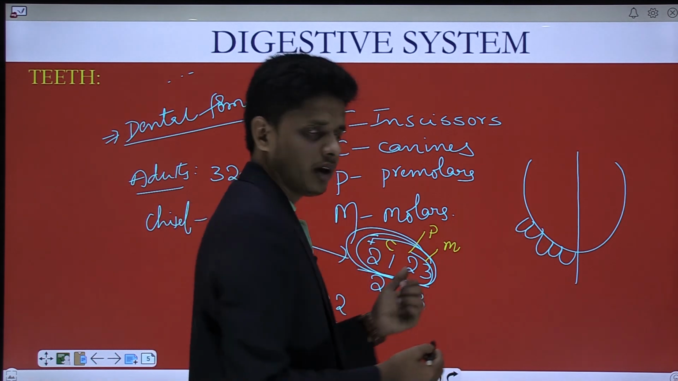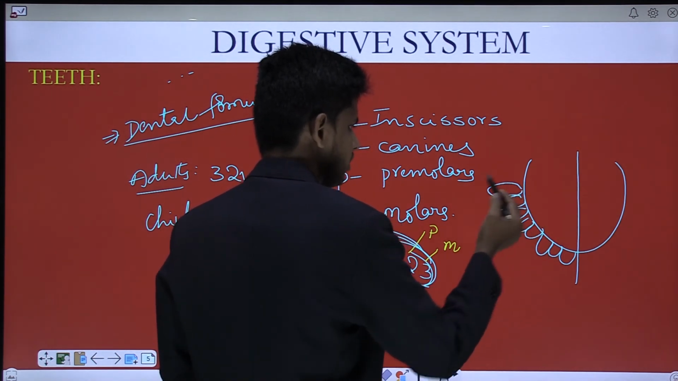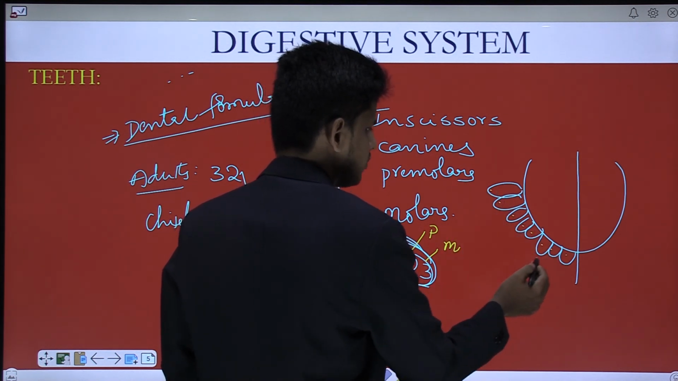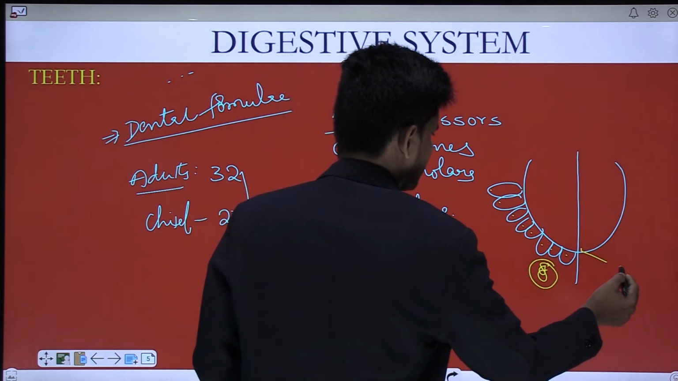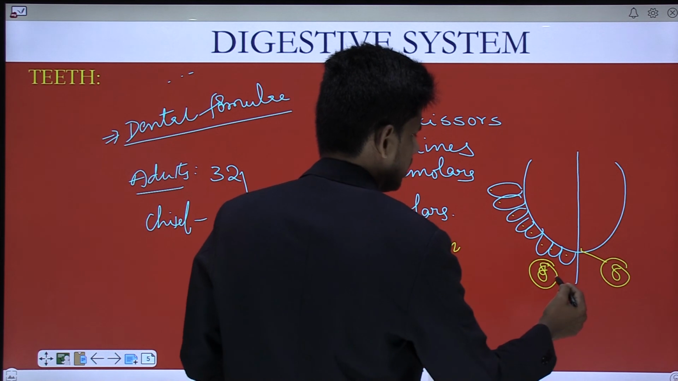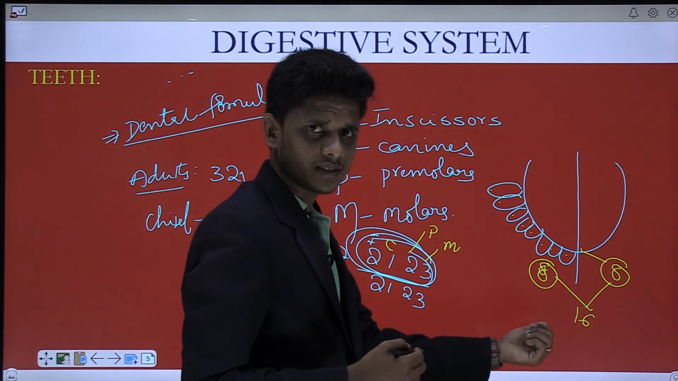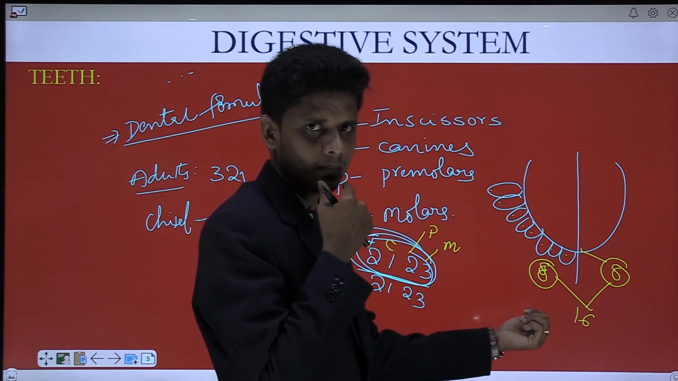How many premolars are there? Two. And how many molars are there? Come on, 1, 2, and 3. And calculate this: 1, 2, 3, 4, 5, 6, 7, 8. On one side we have 8 teeth, and how many teeth are there on the other side? There are also 8. And 8 plus 8 is 16. So there are 16 teeth in the lower jaw.